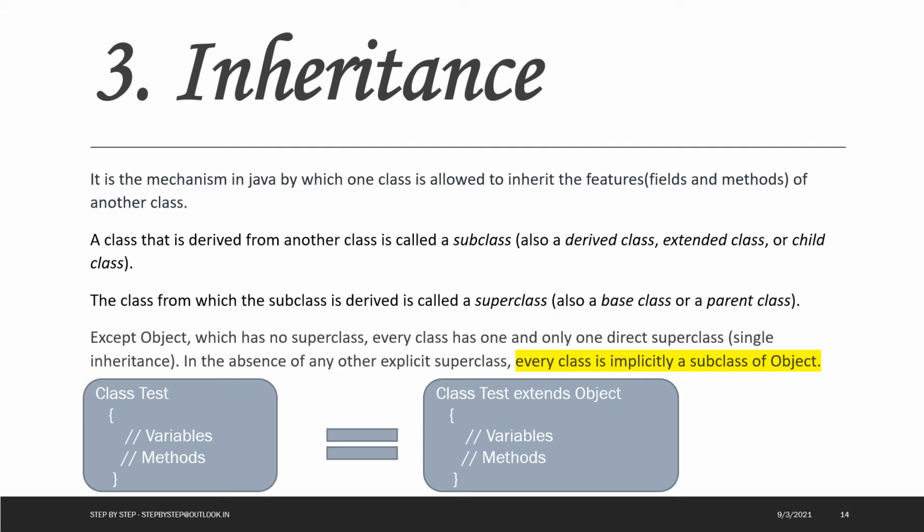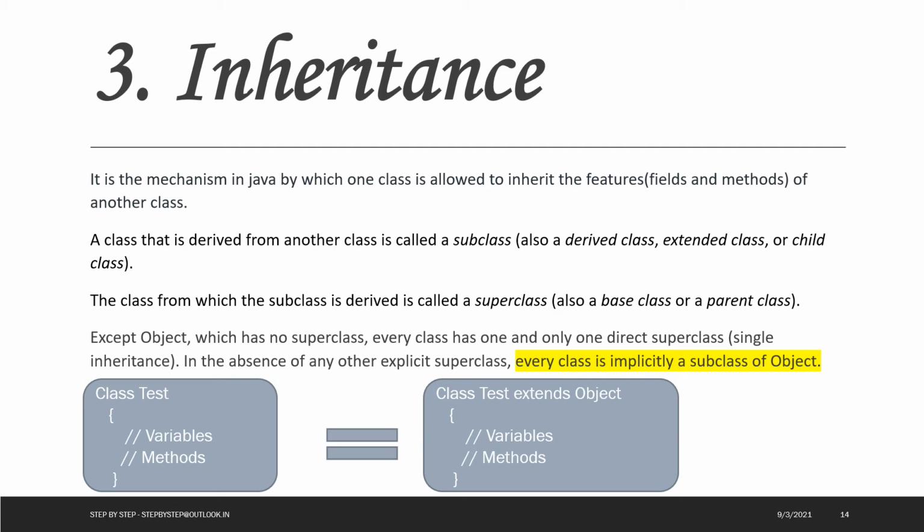So let's understand the third pillar of OOPS, that is inheritance. Inheritance is the mechanism in Java by which one class is allowed to inherit the features, meaning the fields and methods, of another class. A class that is derived from another class is called a subclass. A subclass is also known by different names like derived class, extended class, or child class. On the other hand, the class from which the subclass is derived is called a superclass, also referred to as a base class or parent class.